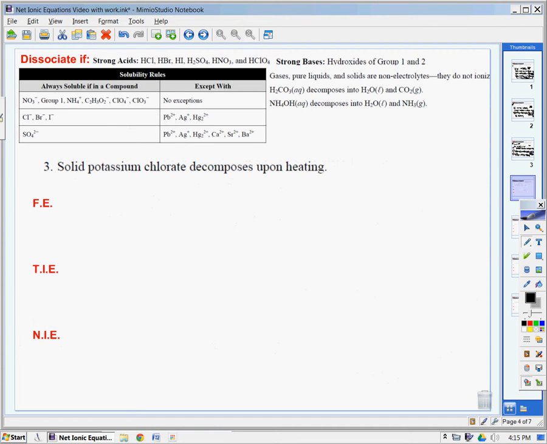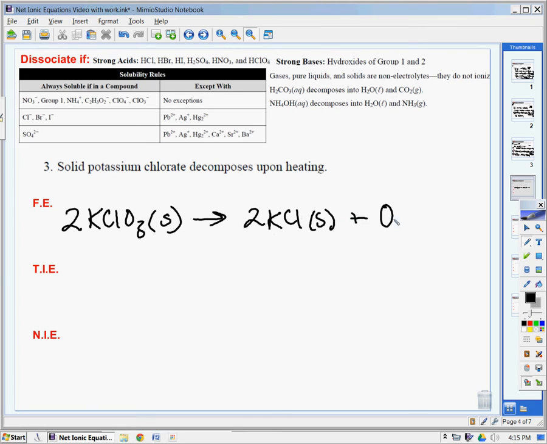When we go to number 3, the interesting thing is that when you do the formula equation, it's a decomp. I'm just writing the answer here. When chlorates decompose, they actually turn into oxygen gas. So it's going to be 2KCl, which is a solid, plus O2, which is a gas. And by the way, when they decompose, the chloride will be left behind in this ionic compound here.